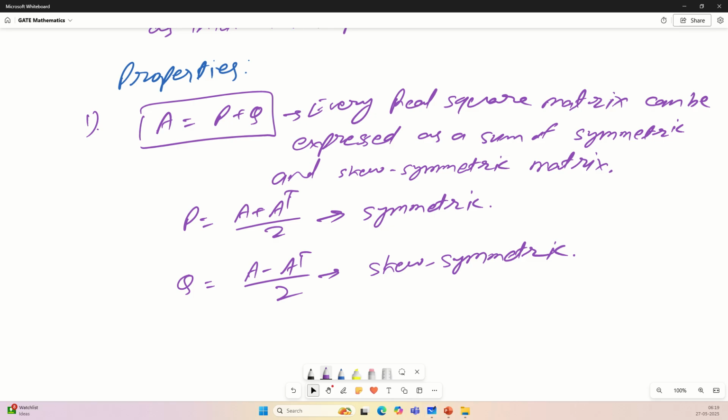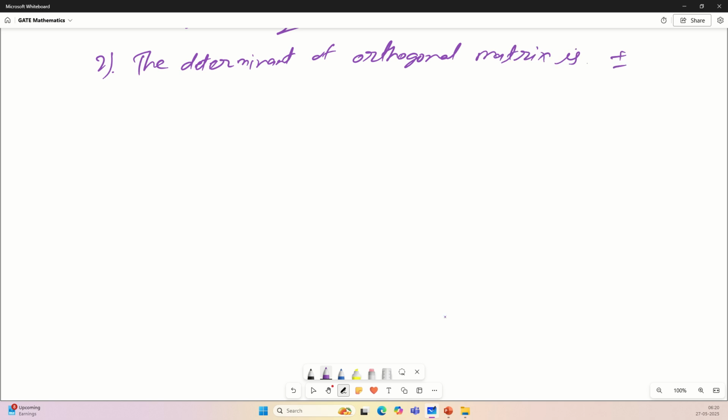Let us take the next property. The next property is the determinant of orthogonal matrix is plus or minus 1. The determinant of orthogonal matrix is plus or minus 1.